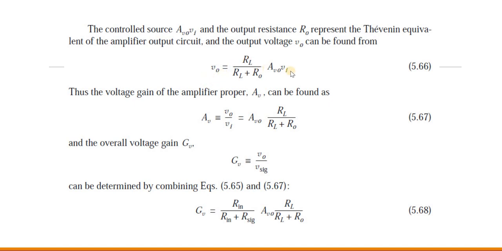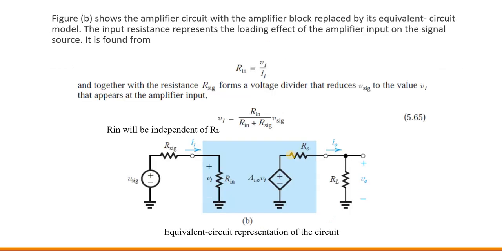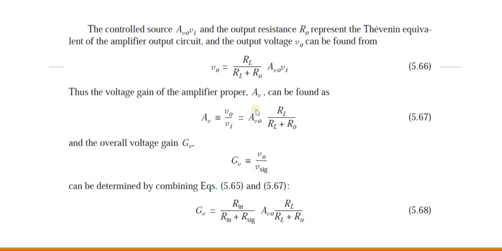Gain of the amplifier V naught divided by VI is nothing but RL by RL plus R naught into AV naught. AV naught is the open circuit voltage gain. Okay. Next, the overall gain, the voltage gain, is represented by G subscript small v. This is nothing but output voltage V naught divided by the signal applied to the amplifier, that is V signal. So this can be determined by using two equations, one is the VI equation, using this, and using this equation.